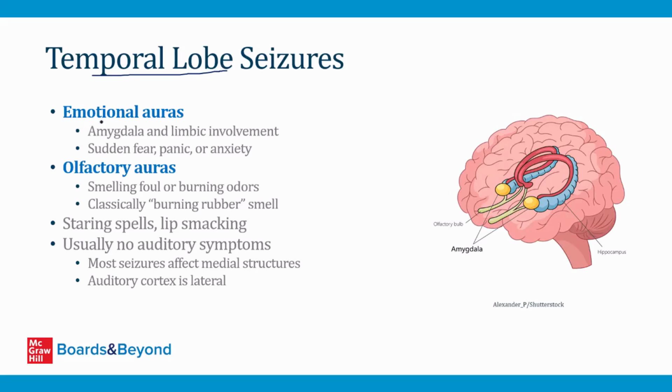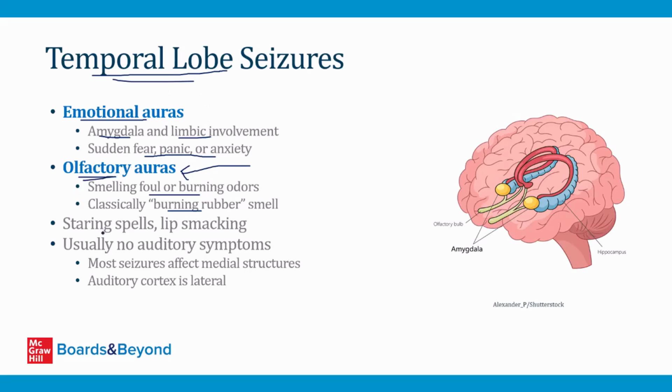So first of all, patients often have so-called emotional auras. This is from involvement of the amygdala and the limbic system, so they can note the sudden onset of fear, panic, or anxiety around the time of one of these seizures. Also with temporal lobe seizures, you can see olfactory auras. We talked about this before. Patients will sometimes say they smell foul or burning odors that aren't present. The classic thing is for a patient to describe smelling burning rubber, even though there is no burning rubber. This is an olfactory aura related to the fact that you're having a temporal lobe seizure, and the olfactory cortex is found in the temporal lobe.